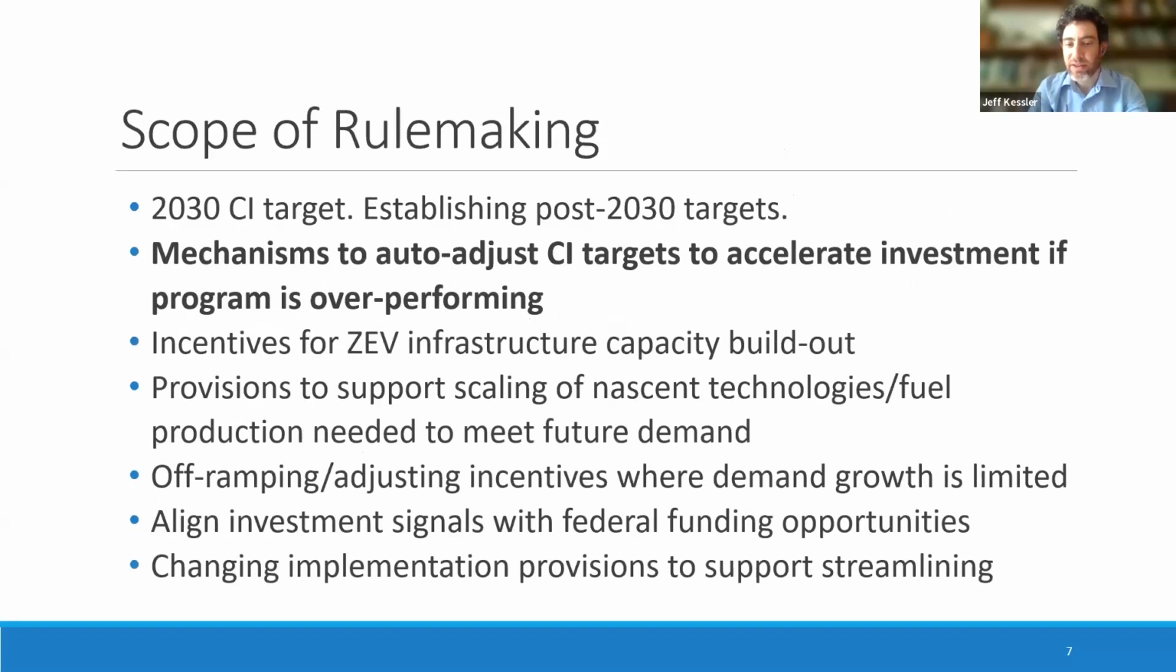The current proposed rulemaking scope includes adjustments to the 2030 target and establishing post-2030 targets, mechanisms to auto-adjust the CI targets to accelerate investment if the program overperforms, which is the focus of today's workshop, incentives for ZEV infrastructure and capacity build-out, provisions to support scaling of nascent technologies and fuel production needed to meet future demand, off-ramping or auto-adjusting incentives where demand growth is limited, aligning investment signals with federal funding opportunities, and changing implementation provisions to support streamlining the regulation.